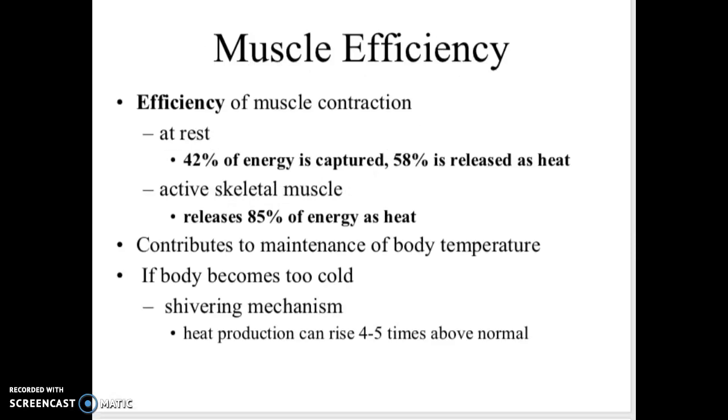Skeletal muscles are not extraordinarily efficient. At rest, about 58% of energy gets released as heat, and we only use the other 42%. When we're active, almost 85% is being released as heat. As you can see, if we're releasing that much heat, the body temperature is going to go up while we're exercising. If you become too cold, this is why you start shivering, because you can increase your body temperature a lot just from starting to shiver. Releasing 85% as heat helps to warm up the body.